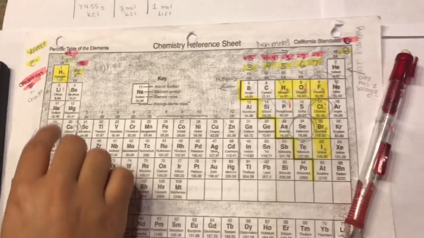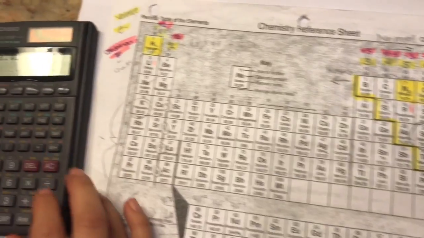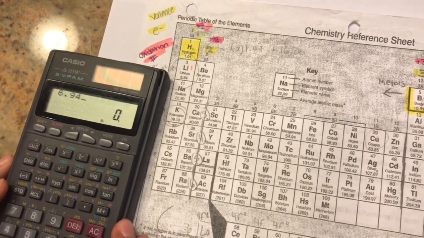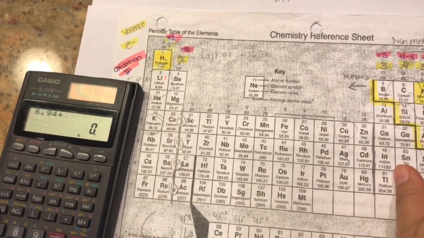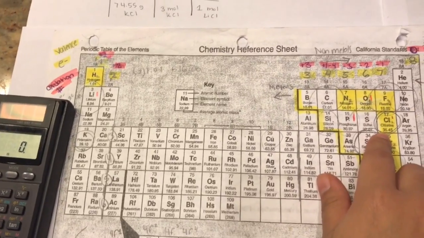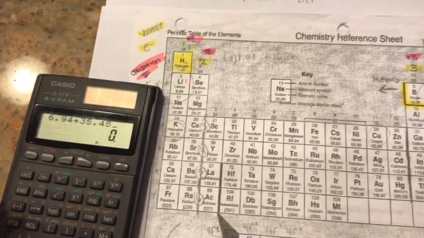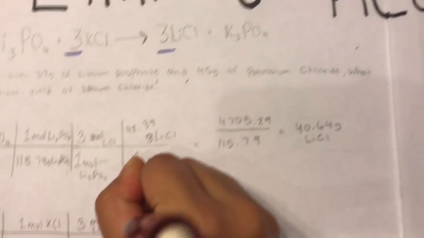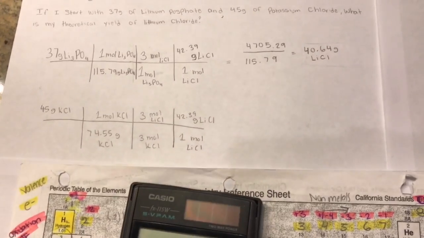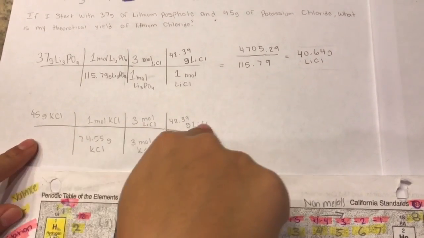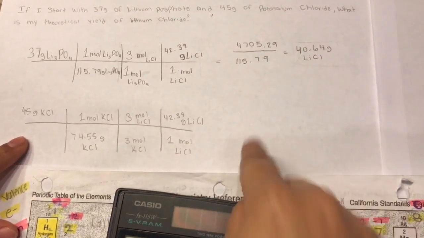So now to convert it, you're going to put Li, which is 6.94, plus Cl, which is 35.45. And that gives you 42.39 grams of LiCl. Now you're going to multiply the top, multiply the bottom, and divide that.